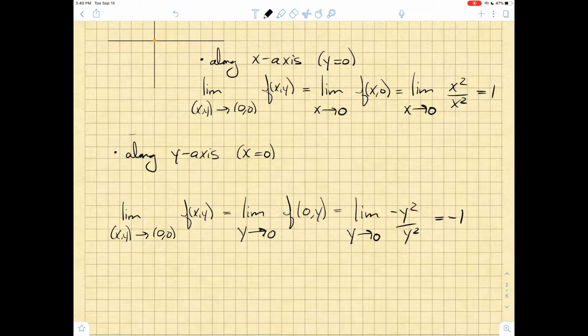And at that point you know that the limit as (x, y) goes to (0, 0) of the original function does not exist, because on one path you went to 1, and on another path you went to negative 1. Let's switch the screen to Mathematica and check this out.